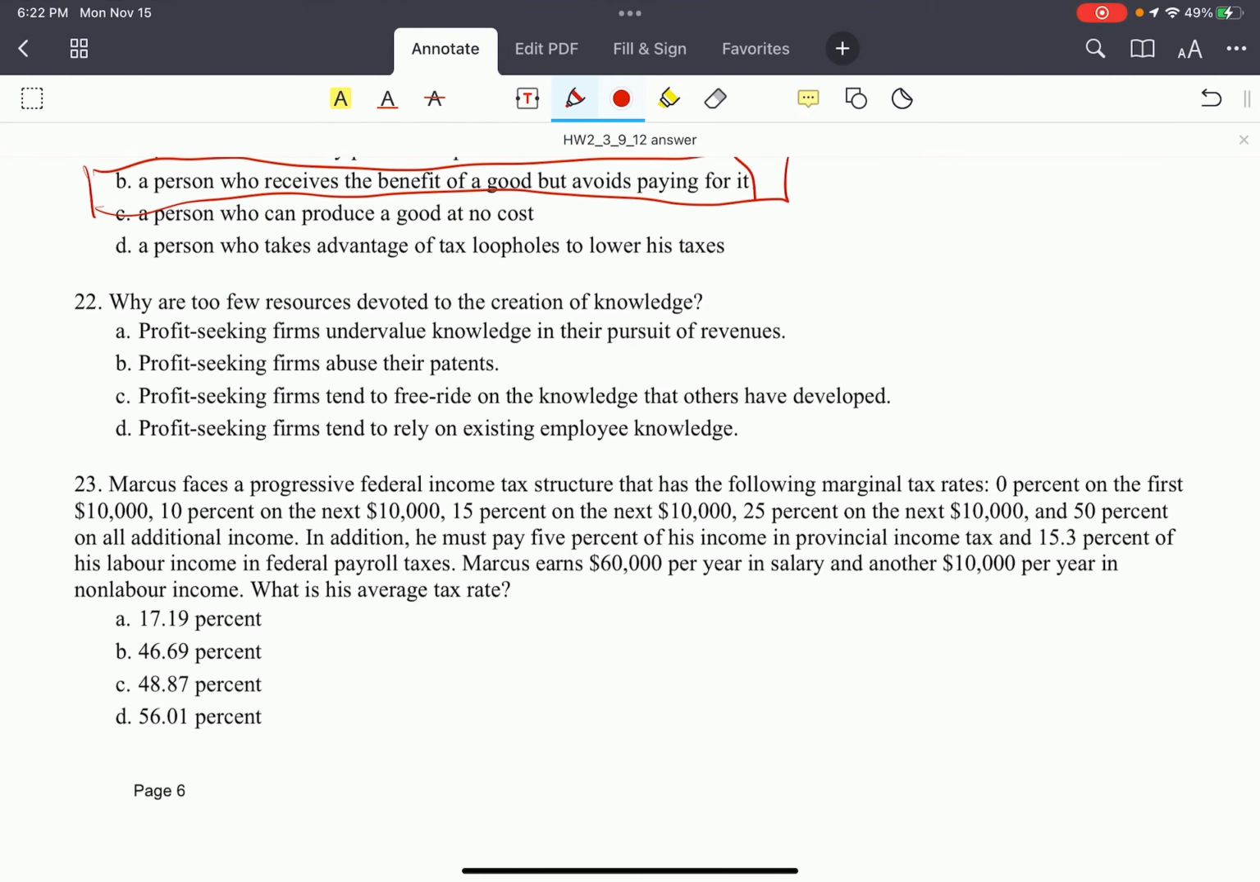Okay, next, 22. Why are so few resources devoted to the creation of knowledge? If you look at these 4 different choices, then you can see that C is the correct choice. Basically you can see that the creation of knowledge can be considered as a public good. And these firms will just want to free ride on the knowledge.